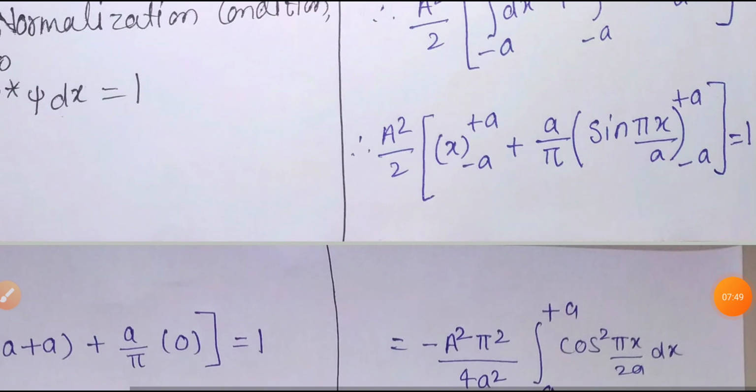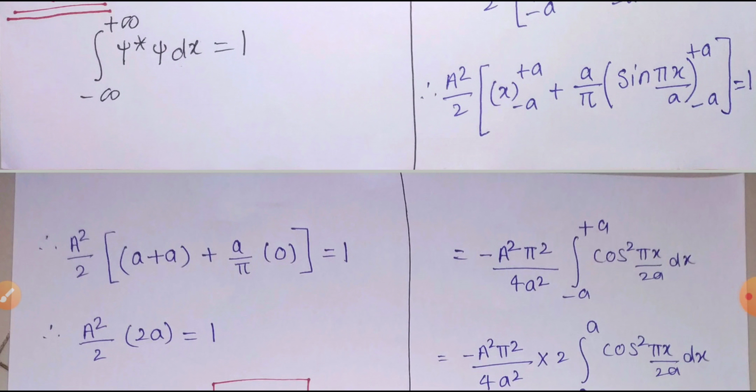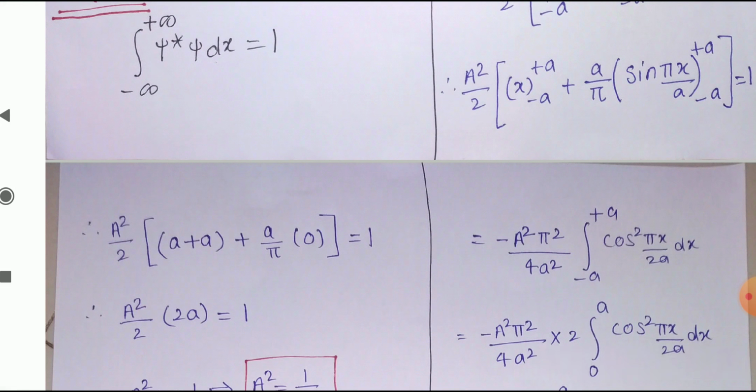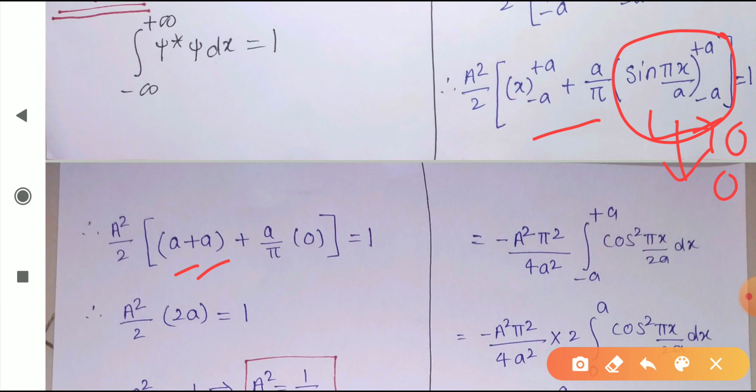So now see here, after doing this integration part, now we will put the limit inside, that is, the limit from minus a to plus a we will put inside. After putting it inside, what we will get here is plus a and minus of minus a, so it will become a plus a. Clear? And here a/π, and when we put this and solve this bracket, we'll get 0. When you solve this by putting plus a and minus a inside, you will get the answer as 0, that is, this term becomes 0.